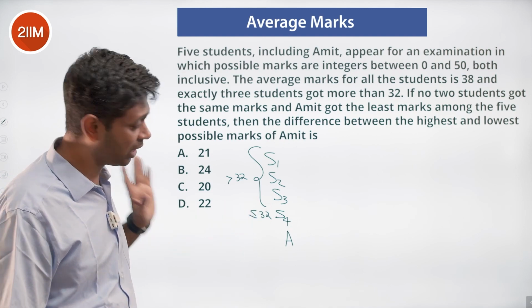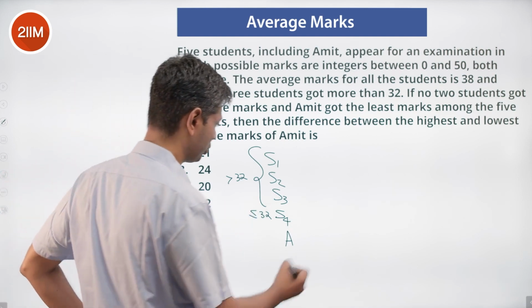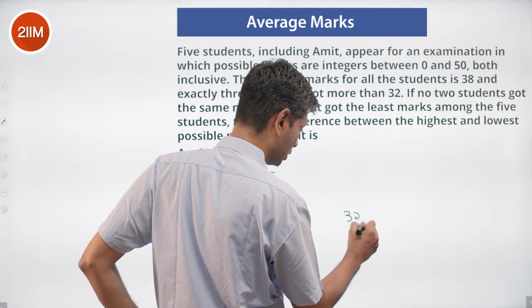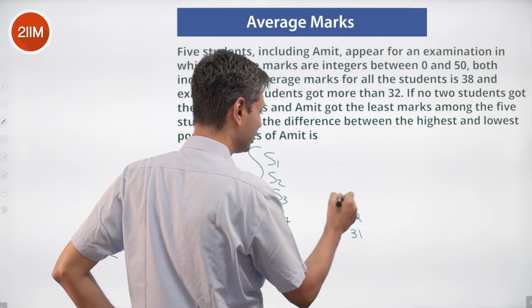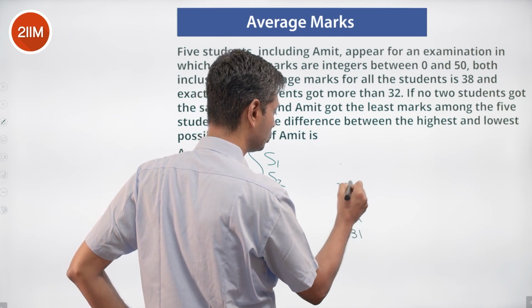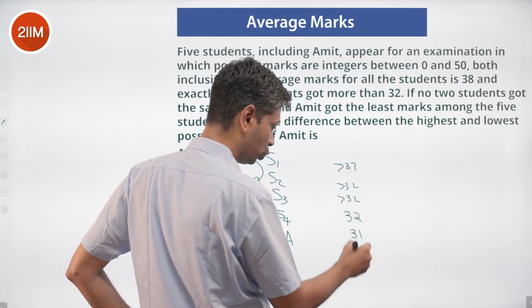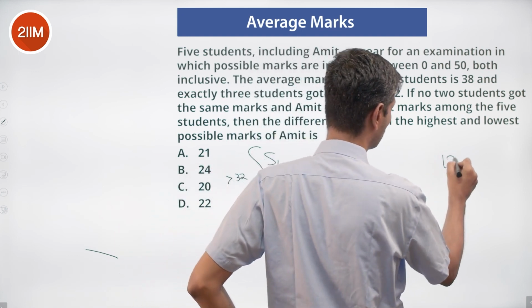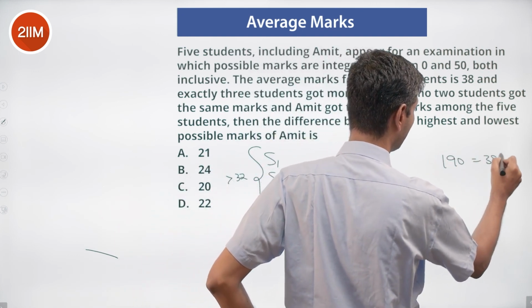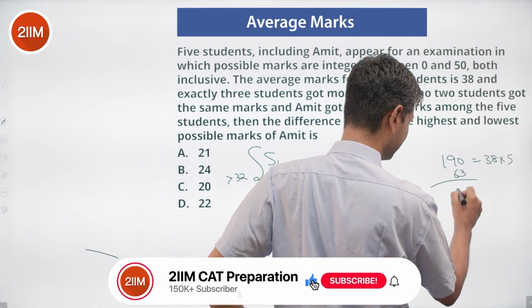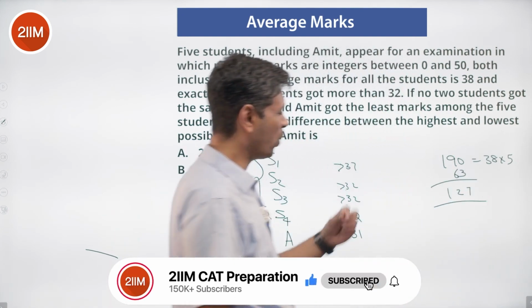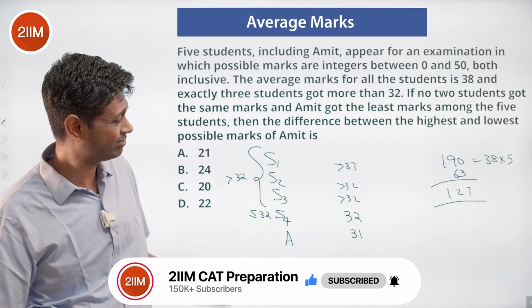S4 maximum can be 32. I want to put S4 as 32. Amit maximum is 31. These three are all greater than 32. 32 plus 31 is 63. Total is 190. Why 190? 38 into 5. From this you subtract 63. 127.